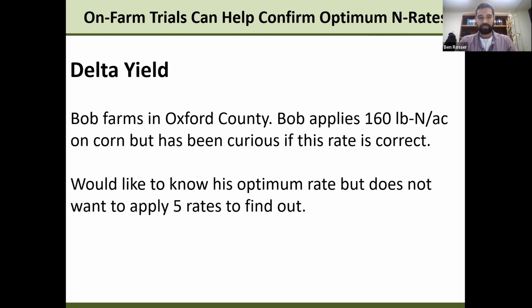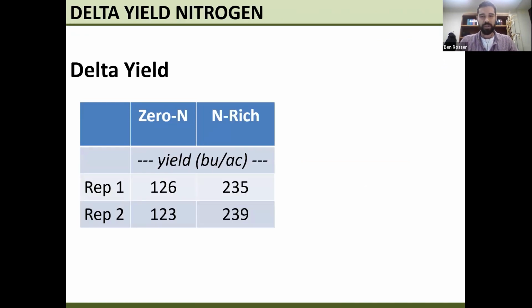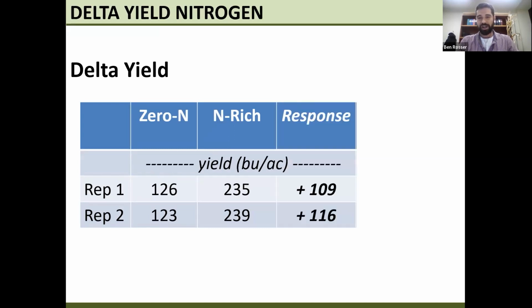This is a livestock farmer in Oxford County. Normally, he applies 160 pounds of N on his corn, but he was curious if this rate was correct. He didn't want to do 5 rates like we do in research, so he did a 0 N strip and an N rich strip to try to find out what his optimum was. Where he applied no nitrogen, his yields were 126 and 123 bushels an acre. Where he applied a non-limiting rate, his yields were around 240 bushels an acre. So on average, he was getting about 110 bushels an acre yield response to nitrogen.